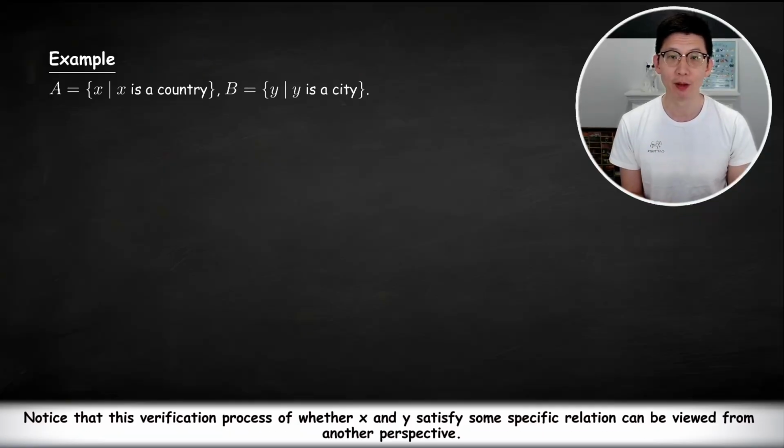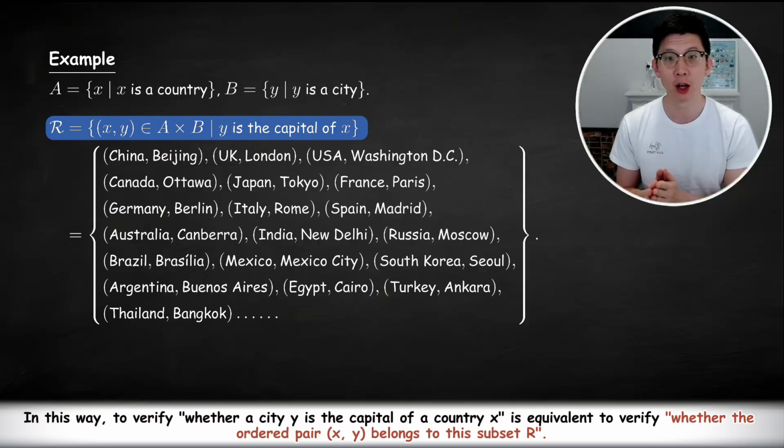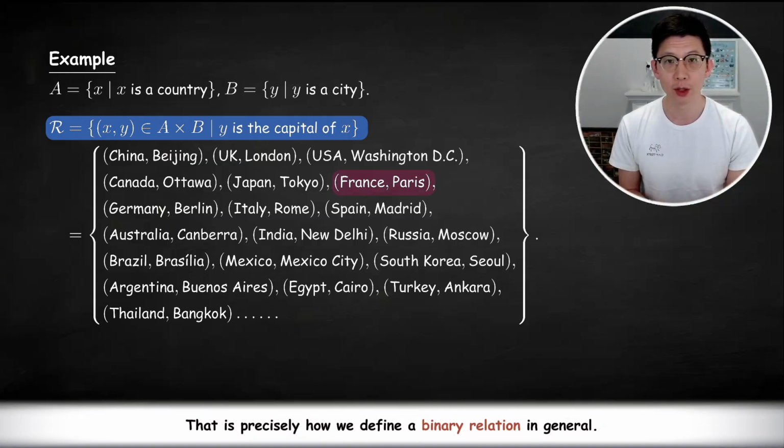Notice that this verification process of whether x and y satisfy some specific relation can be viewed from another perspective. More precisely speaking, let us consider a subset R of the product set A cross B, which consists of all ordered pairs of the form (x, y), where city y is the capital of country x. In this way, to verify whether a city y is the capital of a country x is equivalent to verifying whether the ordered pair (x, y) belongs to this subset R. And that is precisely how we define a binary relation in general.